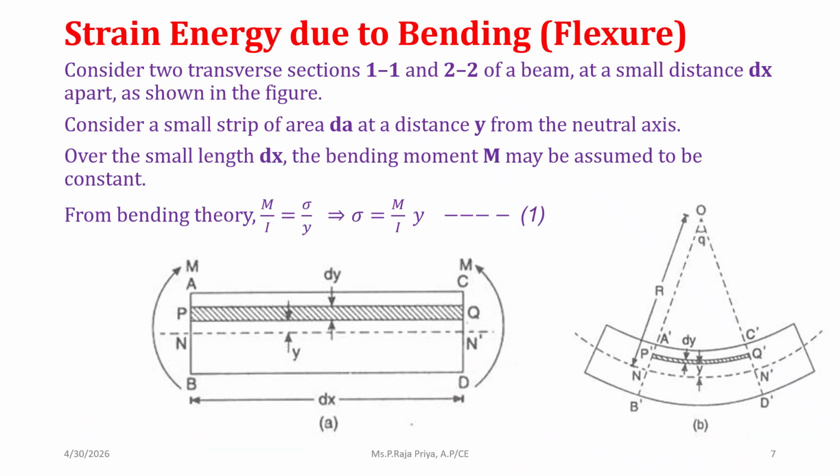Let us move on to the next one, which is strain energy due to bending, or strain energy due to flexure. Here we are going to consider a beam, but not the entire beam. We are going to consider a strip of the beam, of area dA, at a distance of y from the neutral axis. Over the small length dx, we are taking the moment to be constant.